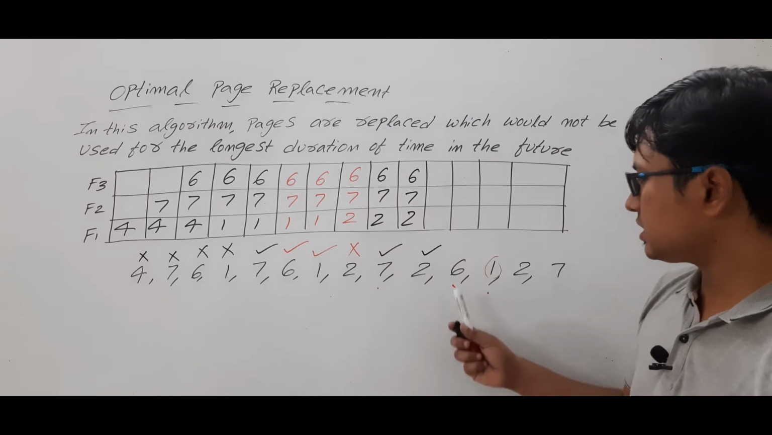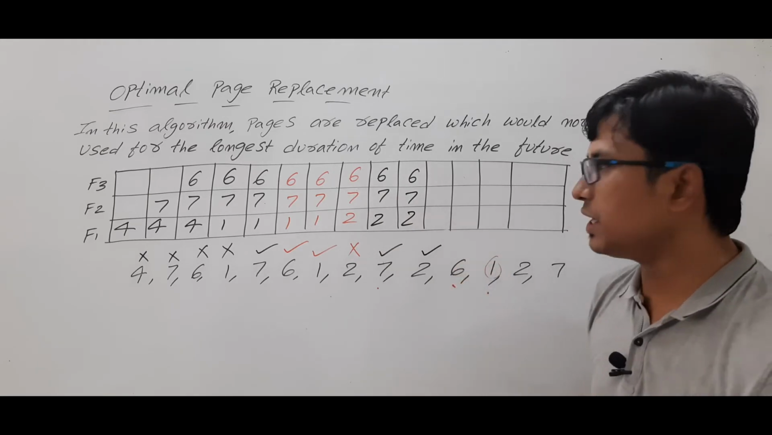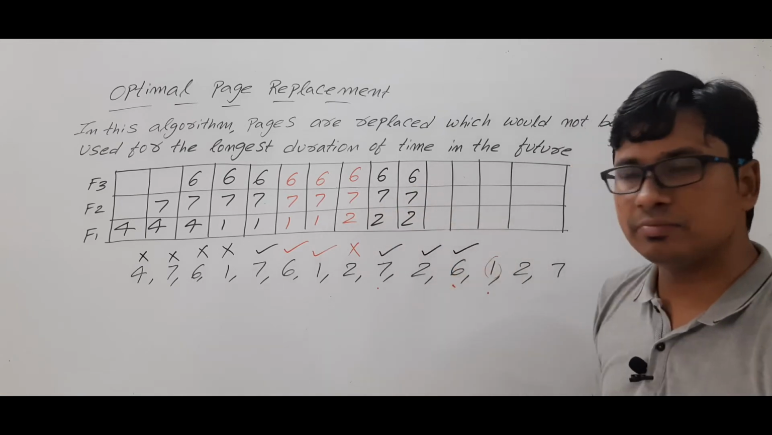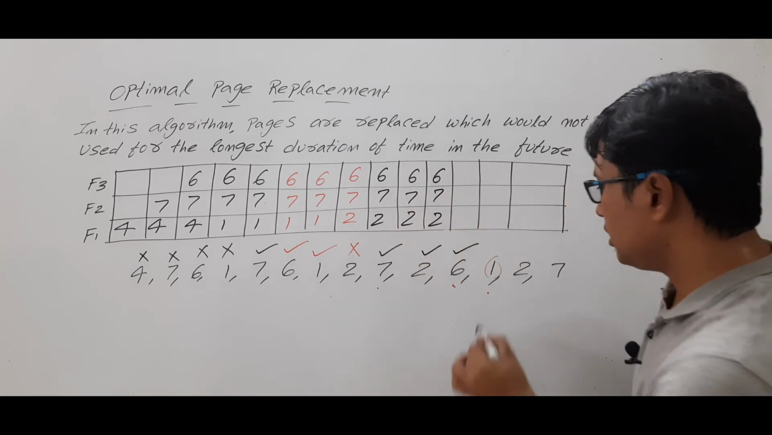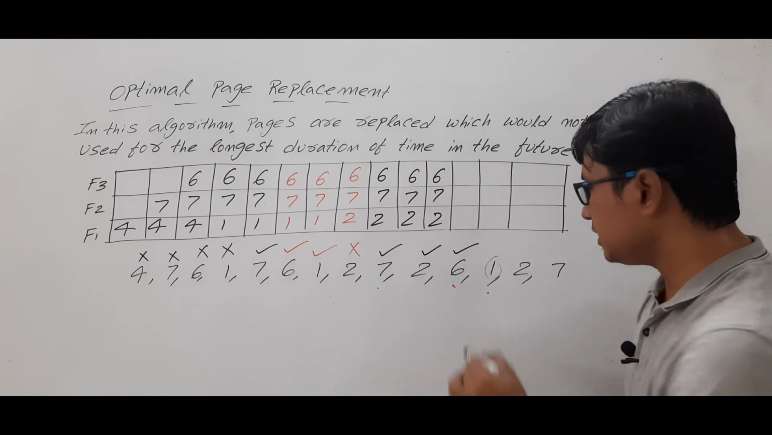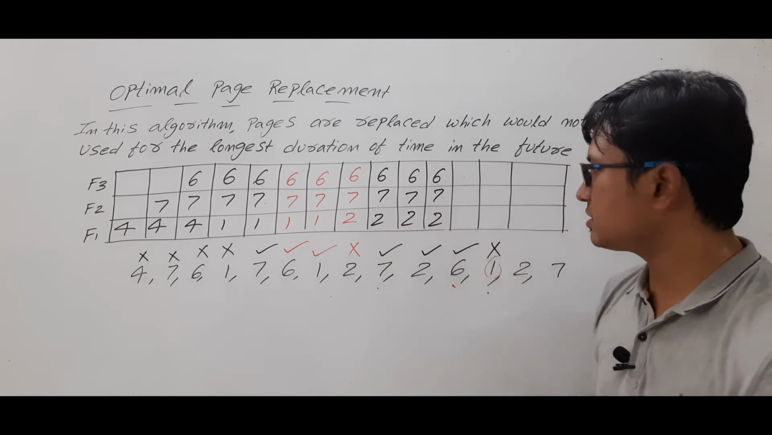Are you able to understand? Now 6. Page number 6, the CPU is trying to access. Whether it is there in the main memory? Yes, it is there. So again, it is a page hit. So same pages will be there in the main memory. Now page number 1. Page number 1 is there in the main memory? It is not there. So it is a page fault or page miss.